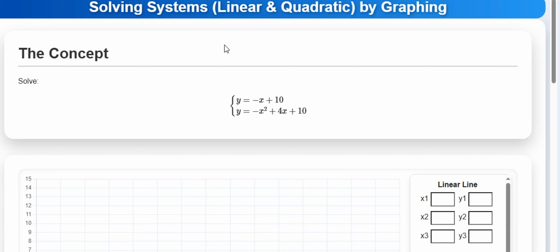Hello, in this lesson, we will learn how to solve simultaneous equations where one is linear and the other one is quadratic, but now using the graphical method.